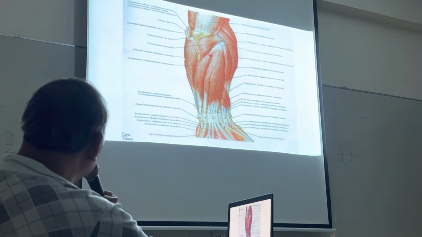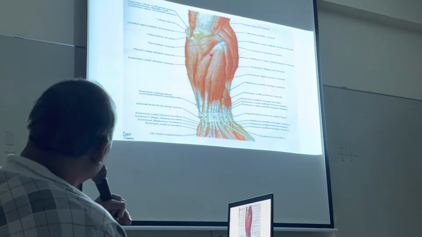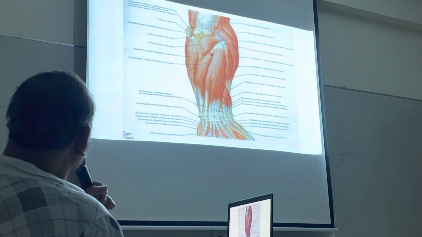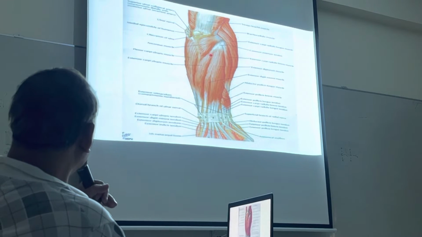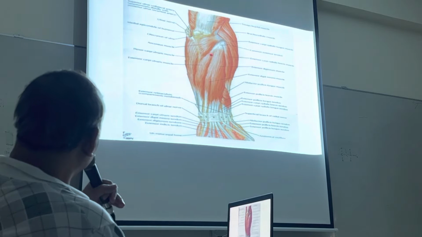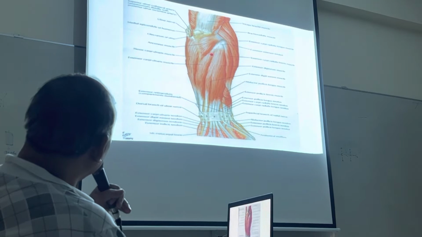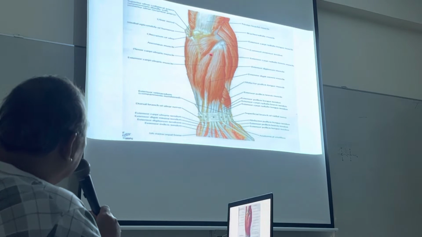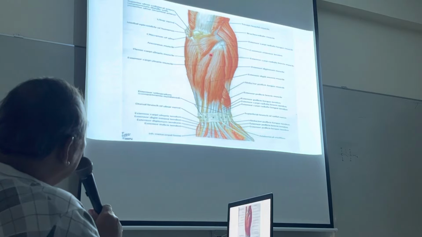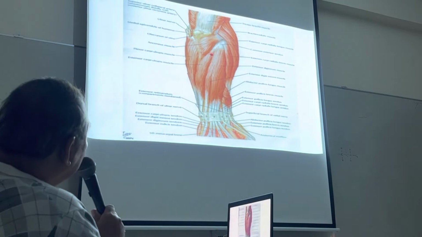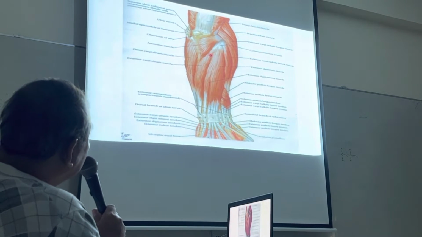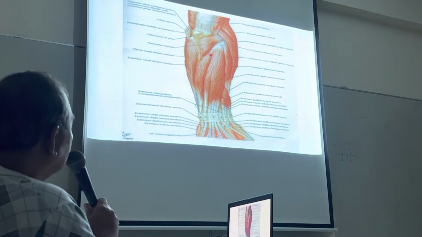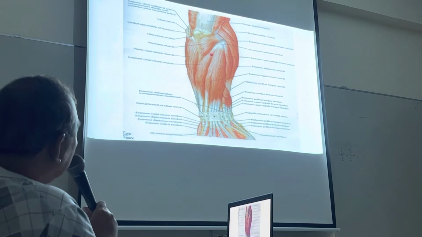Okay, so now we'll take up the muscles in the posterior compartment of the forearm. Now, first the lateral. So we have lateral and posterior. For the lateral, you have only two muscles. What are the two muscles in the lateral compartment? One is brachioradialis, and the other one, extensor carpi radialis longus. So these are the two muscles found in the lateral compartment of the forearm.